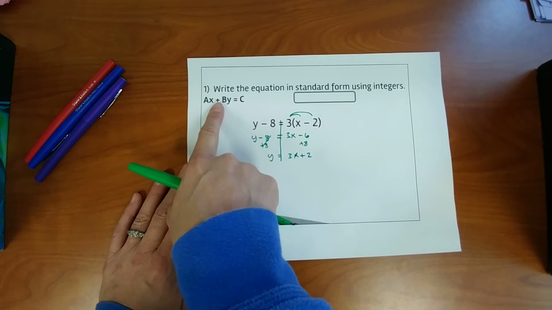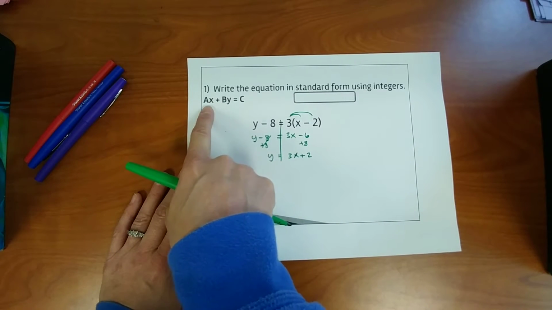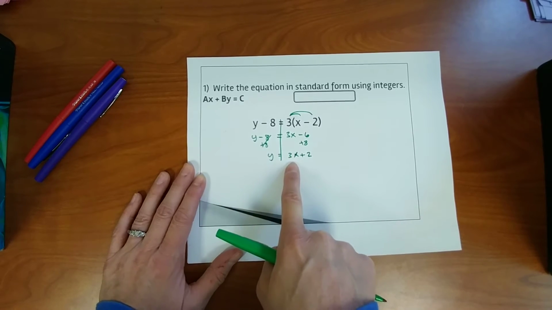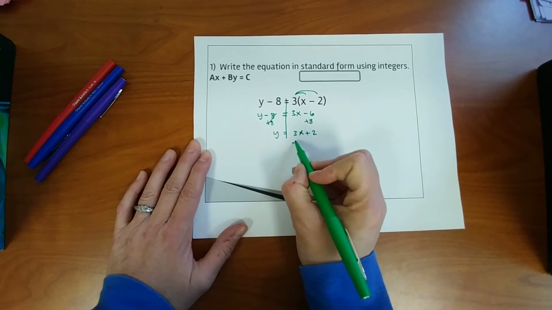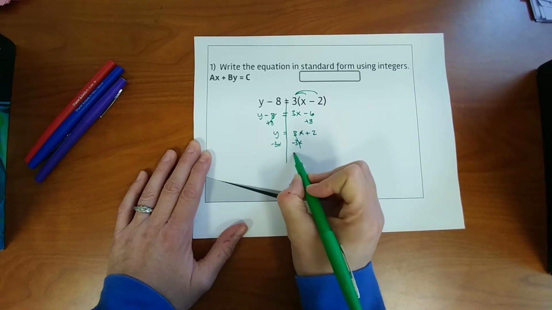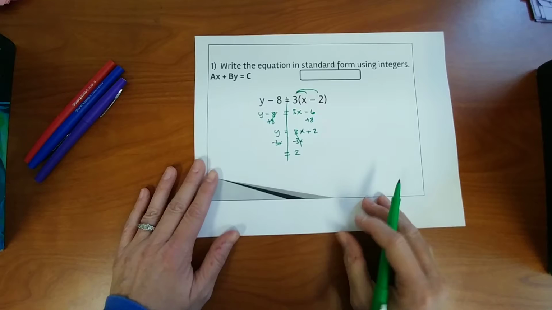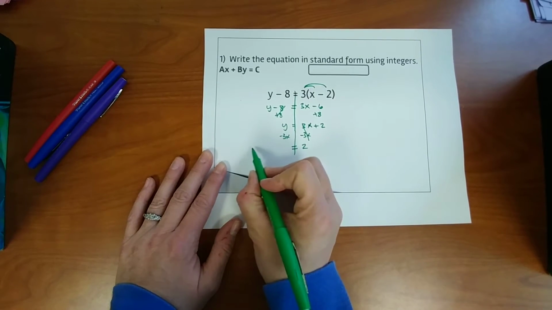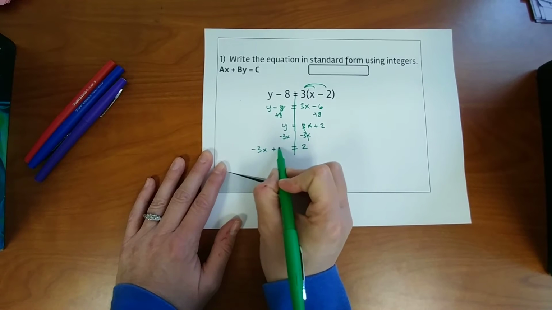But again, in order to get it to standard form, we need the x and the y to be on the left-hand side. So I have to move this over to the other side. To do that, I would have to subtract it. So now I have a 2 here, and then over here I'd want to put these two in the order in which it shows here, the x term first. So I'd have negative 3x plus y.